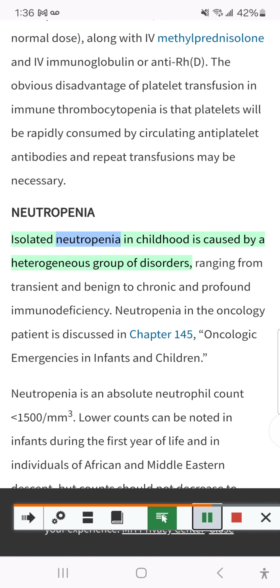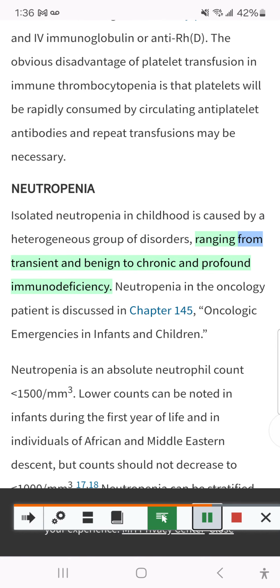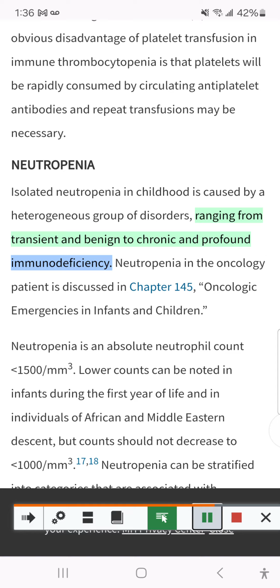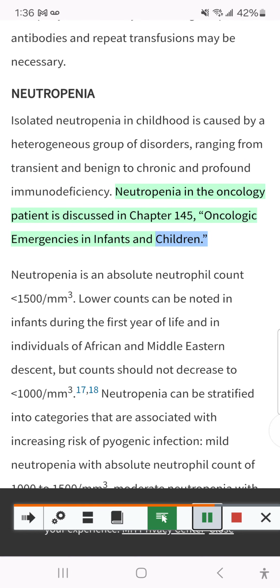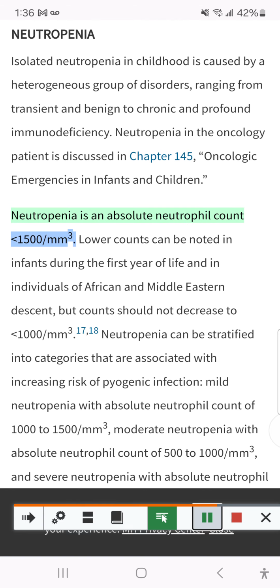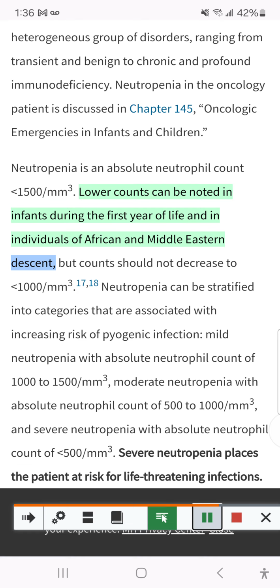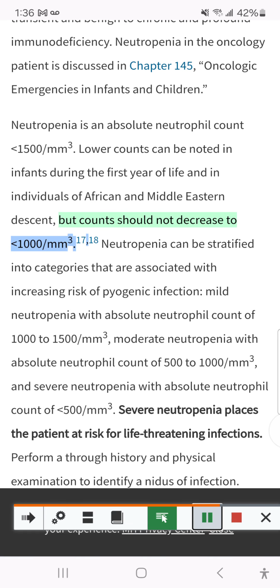Neutropenia. Isolated neutropenia in childhood is caused by a heterogeneous group of disorders, ranging from transient and benign to chronic and profound immunodeficiency. Neutropenia in the oncology patient is discussed in Chapter 145, Oncologic Emergencies in Infants and Children. Neutropenia is an absolute neutrophil count less than 1,500 per millimeter cubed. Lower counts can be noted in infants during the first year of life and in individuals of African and Middle Eastern descent, but count should not decrease to less than 1,000 per millimeter cubed.